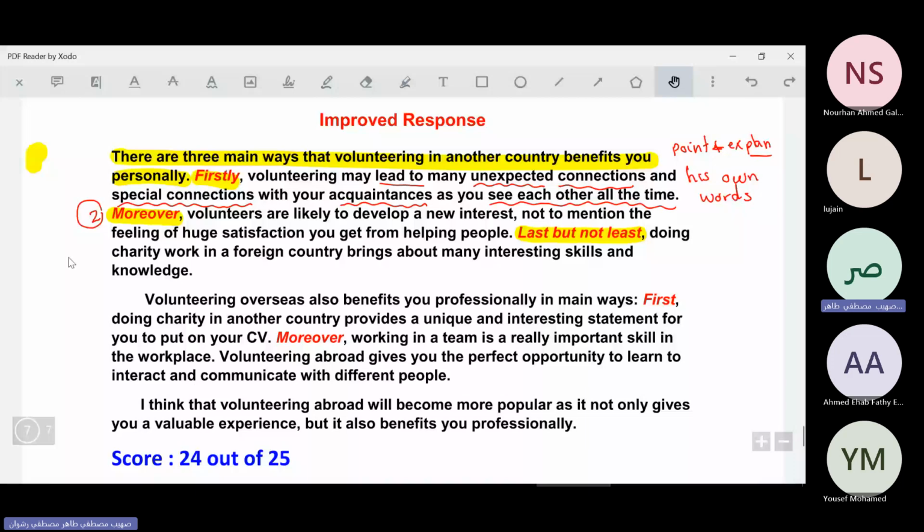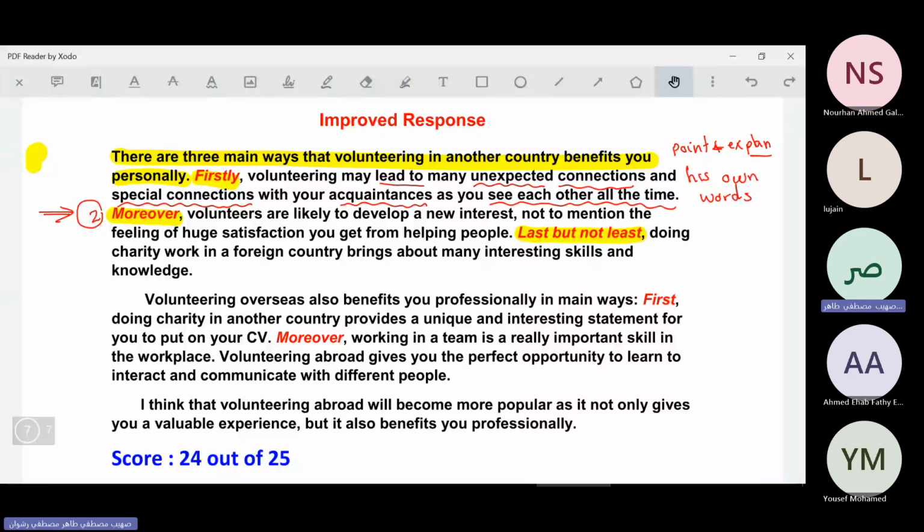Moreover, point number two. Moreover, volunteers are likely to develop a new interest, not to mention the feeling of huge satisfaction you get from helping people. Last but not least, doing charity work in a foreign country brings about many interesting skills and knowledge.